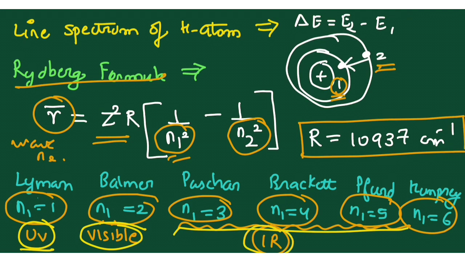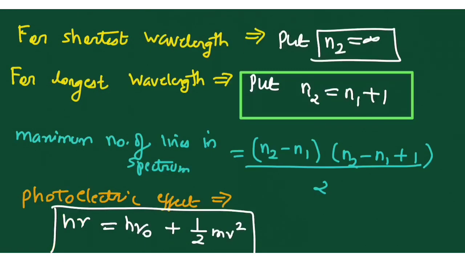Okay. Now, 24th slide. For shortest wavelength, if they ask a question for shortest wavelength, put N2 is equal to infinity, because N1 you already know. Now, for longest wavelength, put N2 is equal to N1 plus 1. You already know N1 according to the series. Now, if they ask you a question that the electron is returning from this state to this state, calculate the maximum number of lines in the spectra, or calculate the maximum number of spectral lines.